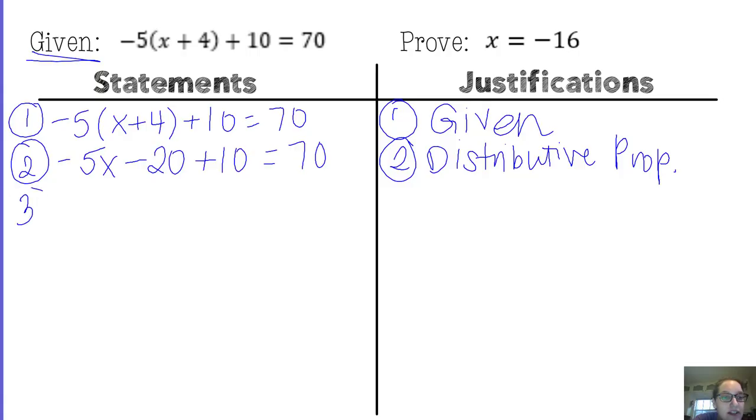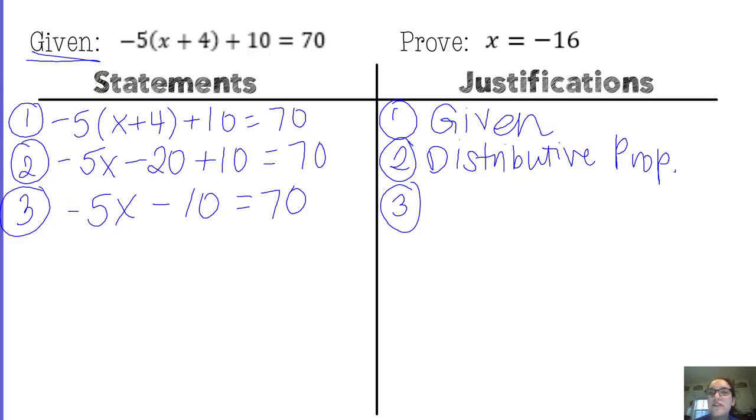Okay, now, third step. If I was going to solve for x, I see I have a -20 and a +10 right here. I would combine like terms. So I'm going to combine like terms. -5x, -20 plus 10 is -10. And whenever we are combining like terms, whenever we're just adding stuff together on one side of the equal sign, that is called simplify. I'm just cleaning stuff up.